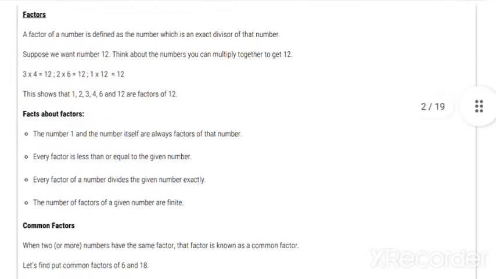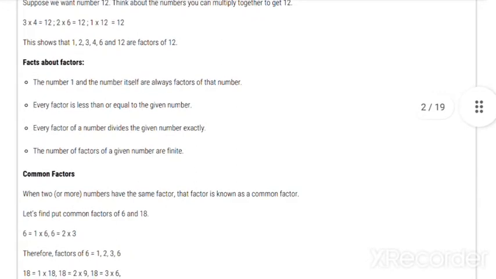Now children, facts about factors. First, the number 1 and the number itself are always factors of that number. Next, every factor is less than or equal to the given number. Next, every factor of a number divides the given number completely or exactly, that is without remainder. And last, the number of factors of a given number is finite, that is, it is countable.